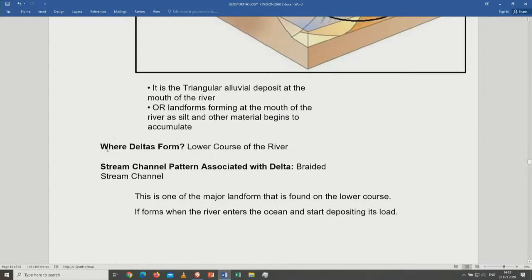That's why they say here that a delta is formed at the lower course of a river, but where specifically? At the mouth of a river. That is where this particular delta is formed.